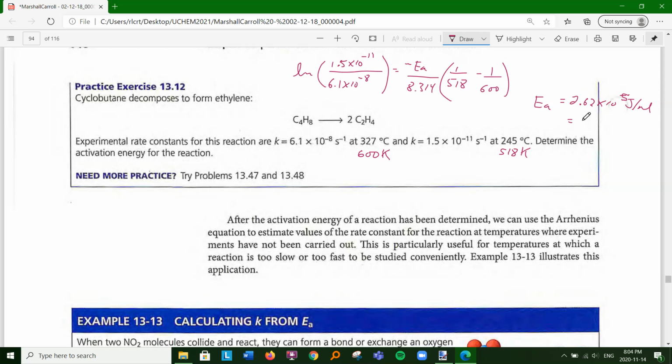And you can divide by 1,000, so 26.2 by 10 to the 3. Oh, there's a dog outside. 26.2 by 10 to the 2, that's a 2 kilojoules per mole. So the answer at the back of the book says, yeah, 26.2 kilojoules per mole. And the dog agreed with that.